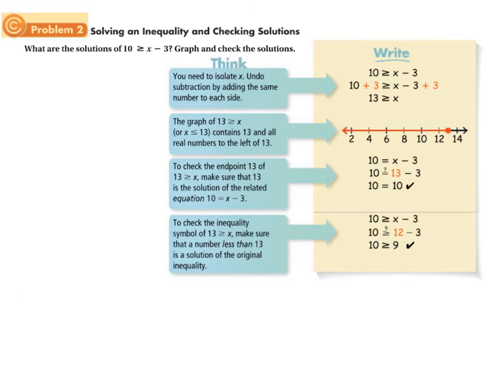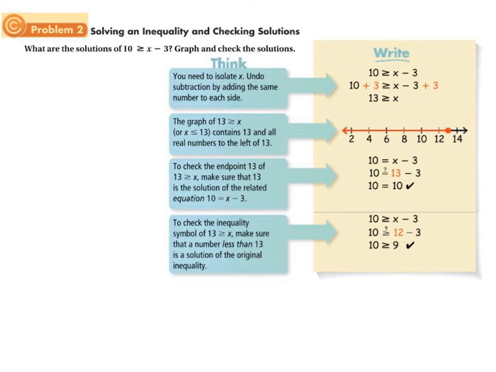So what do we got here? What are the solutions of x is greater than or equal to x minus 3? Graph it and check. The first thing we need to do is solve this by writing the original inequality and then adding 3 to both sides. And we get that 13 is greater than or equal to x. So what's the endpoint? The endpoint is 13. We do fill it in because it says or equals. And x is on the small side, so we go lower than that.